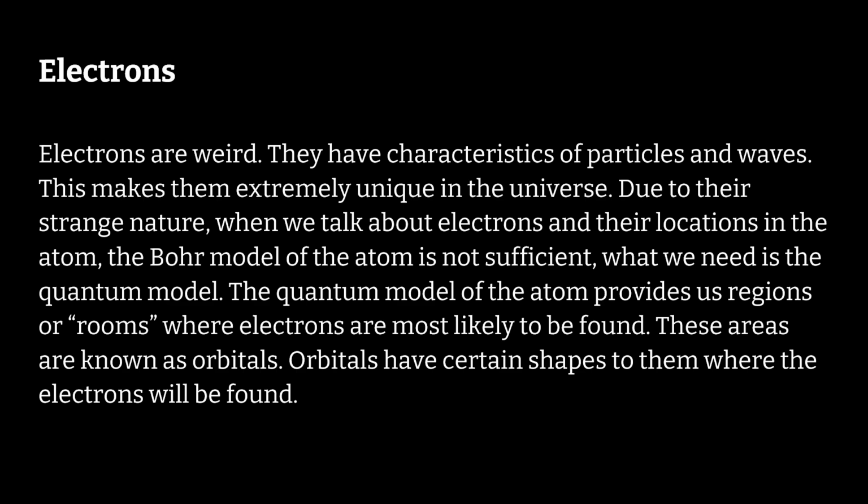Now, the quantum model of the atom provides us regions or rooms where electrons are most likely to be found. This goes back to the idea of Heisenberg and his uncertainty principle, Schrodinger as well, where we don't know exactly where the electrons are and what speed they're going to be at. We only have a probability of where they are going to be located. Those are going to be these rooms or orbitals where the electrons are most likely to be found. And these orbitals do have certain shapes to them, and they do get a little bit weird.